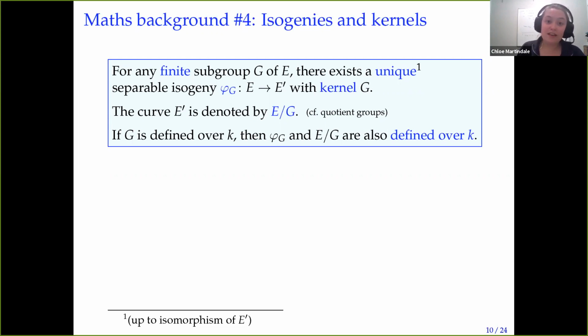And if G is defined over K, the base field, then the coefficients of the isogeny and the image curve E/G are also defined over K. So you can make sure that you stay in the field you want to be in just by taking a kernel which is defined over that field. This is not an if and only if, this is really an if then.